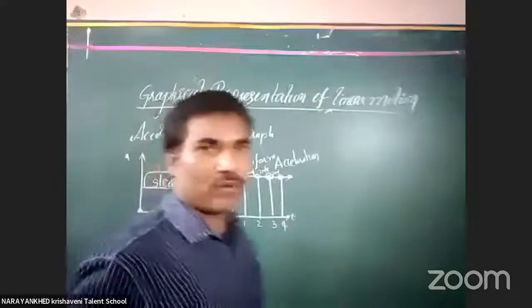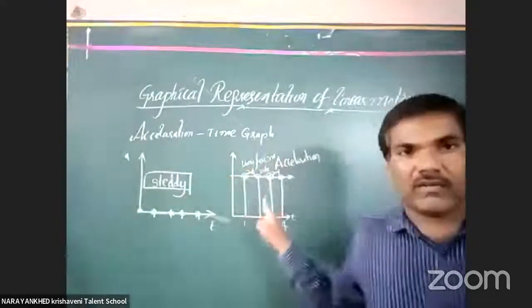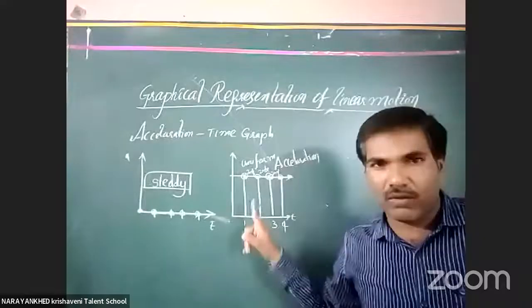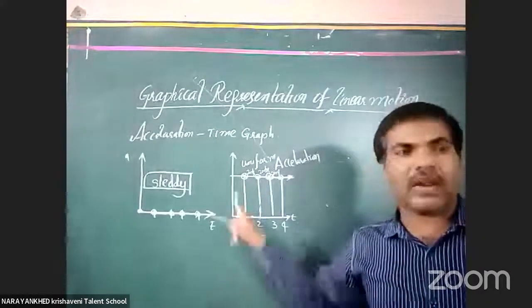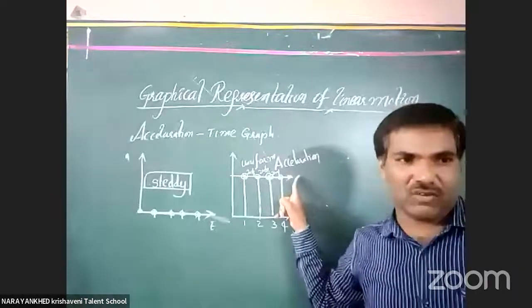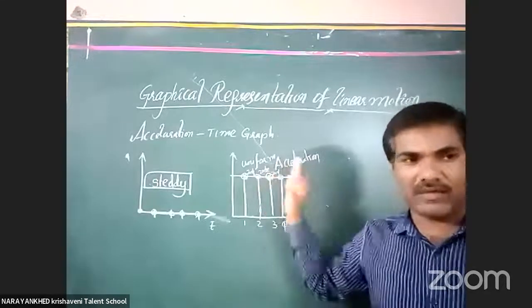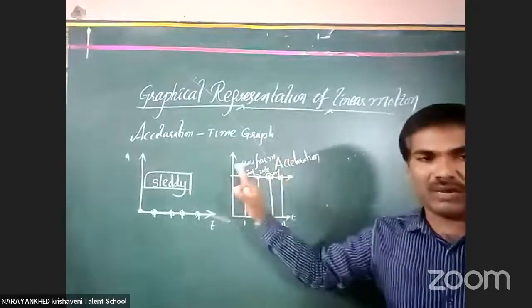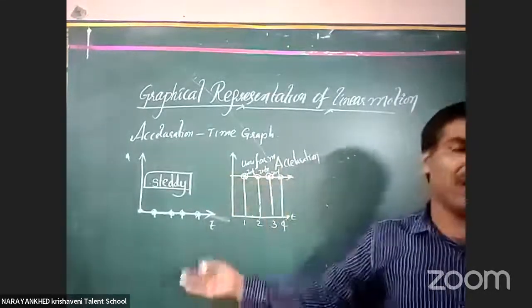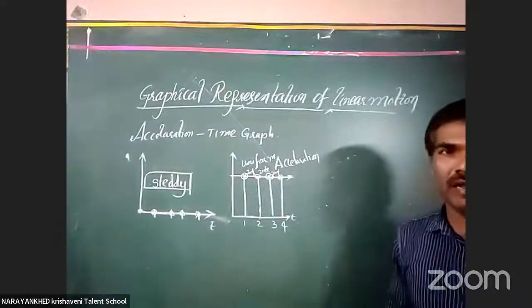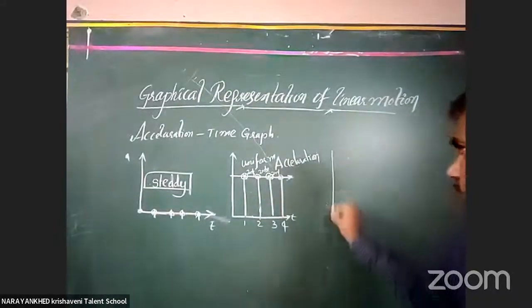What did you understand from this one? At this particular situation, does velocity remain constant? No, velocity is a variable here, but acceleration remains constant only. Understood or not, all the students? Every second the acceleration contains 2 meter per second square or 4 meter per second square, like that. It is the same value continuously.